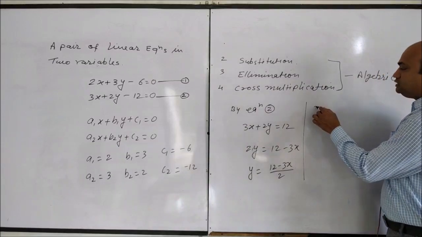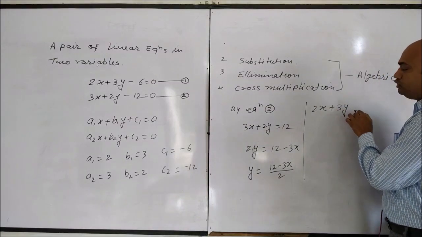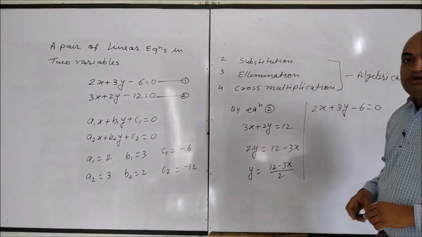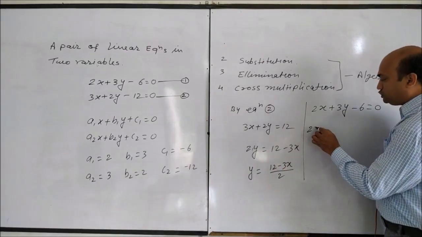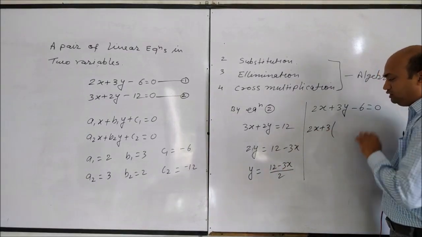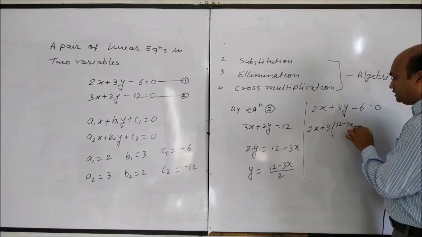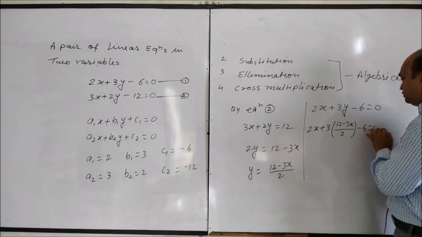Equation 1 is 2x plus 3y minus 6 is equal to 0. The value of y we place here. It is 2x plus 3 times y, we place (12 minus 3x) by 2, minus 6 is equal to 0.